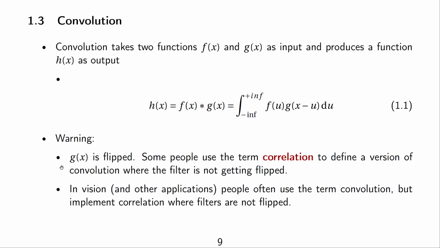Note that in this formulation, g of x is flipped. And some people tend to use the term correlation to define a version of convolution where the filter is not getting flipped. This is also used in PyTorch. But you cannot really rely on that. People use these terms sometimes interchangeably.